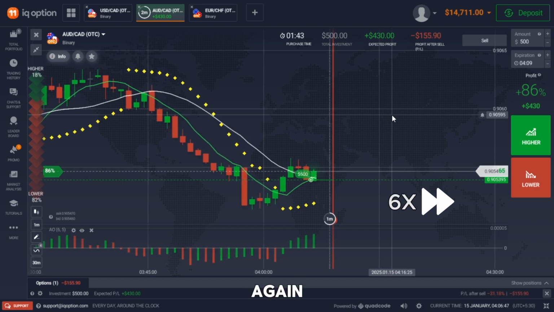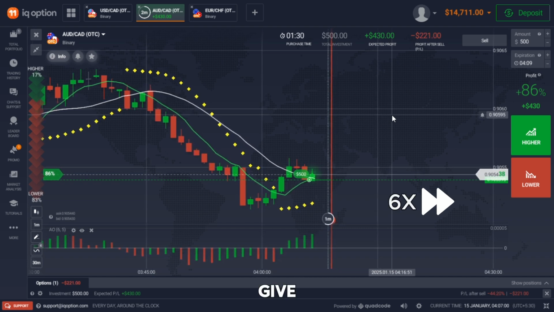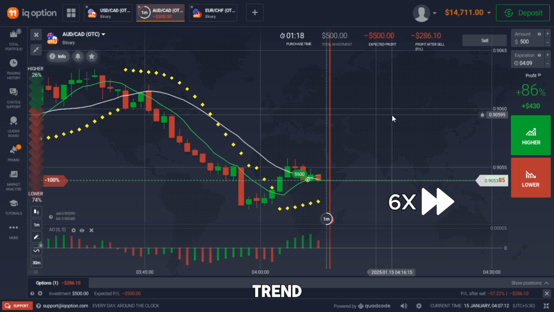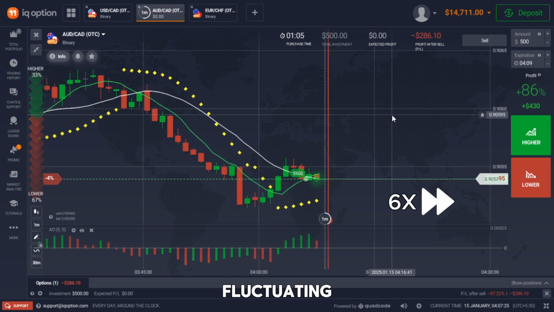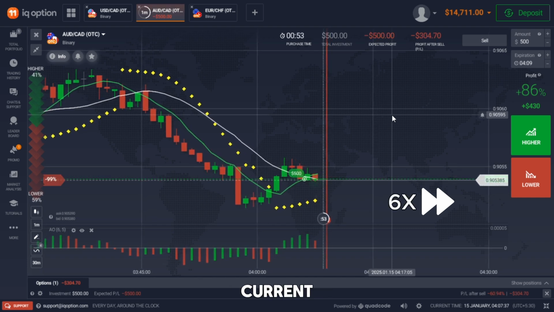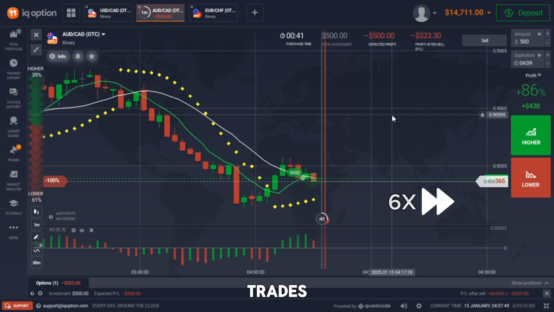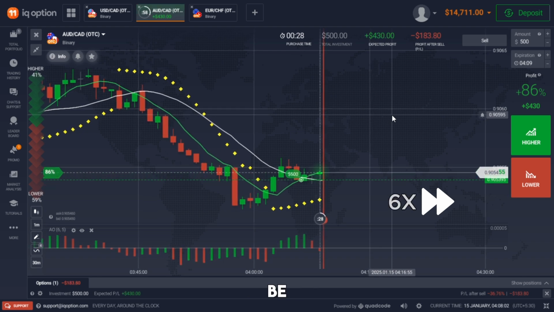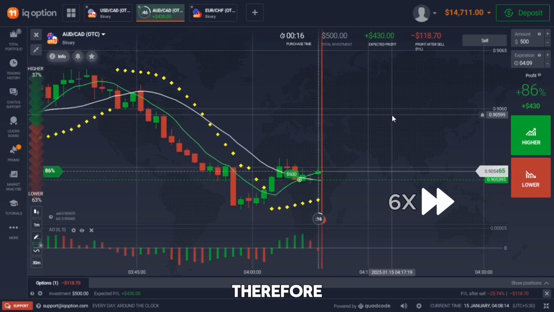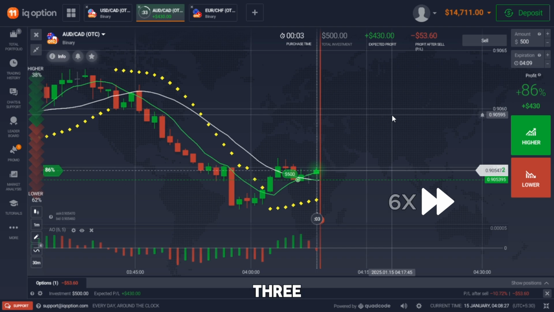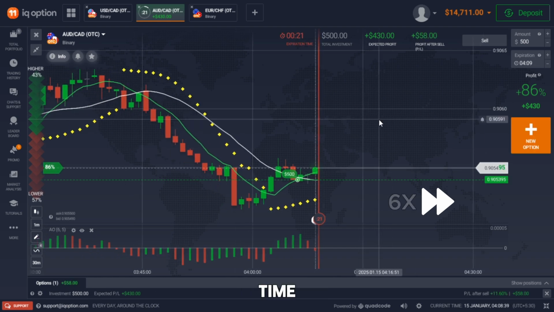I'll remind you again, when we open a trade, we need to give some time to the market to move in its trend. Because the market is always fluctuating, it's important to follow the current trend. So, opening trades with very short time periods can be very dangerous for this strategy. Therefore, open a trade with at least 3 or 4 minutes of expiration time.